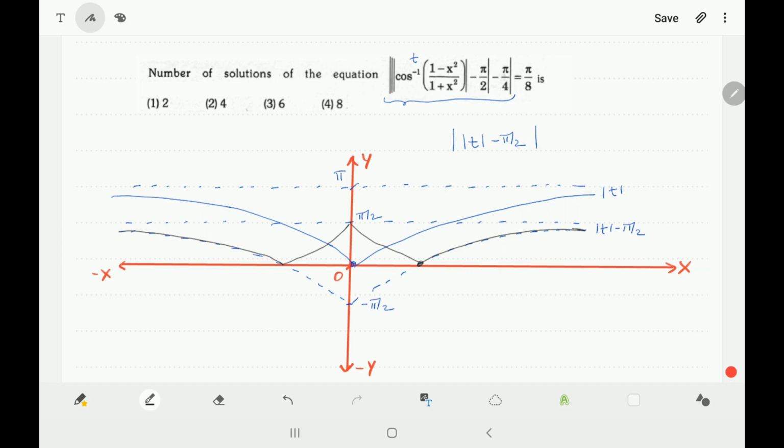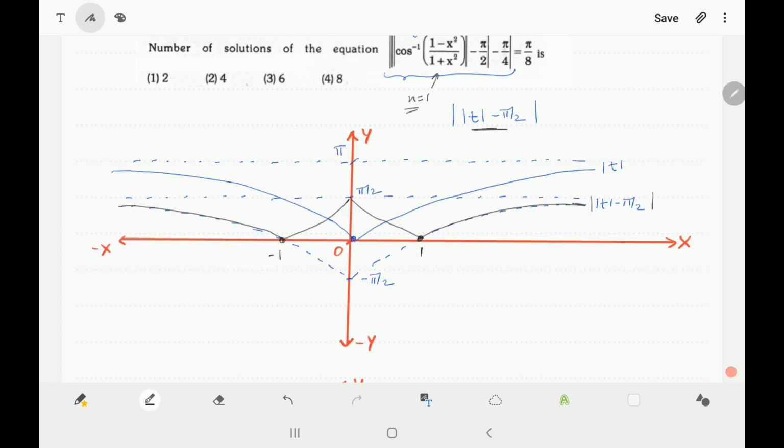Let's first check at which values this function is becoming equal to 0. At x equal to 1 and minus 1, if you put x equal to 1 in the function, you will have cos inverse of 0, which is pi by 2. So pi by 2 minus pi by 2 is 0. So at x equal to 1 and minus 1, this function is becoming 0. Okay, so the black graph we have drawn is the graph of mod of t minus pi by 2 whole mod.